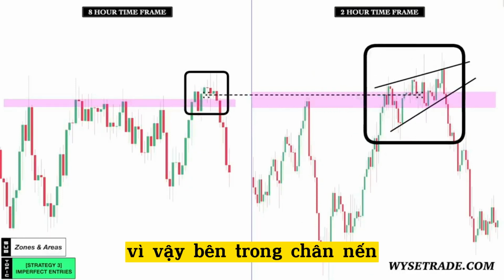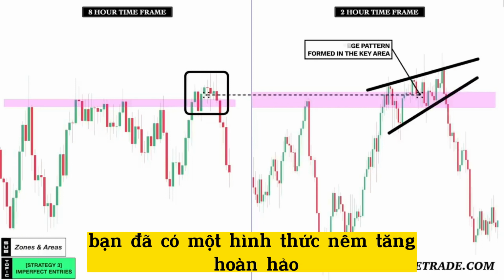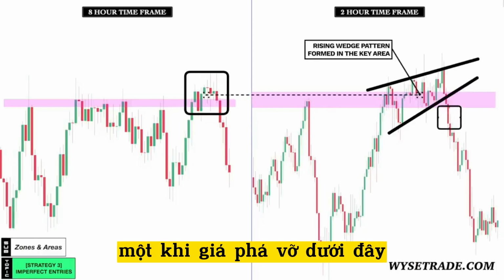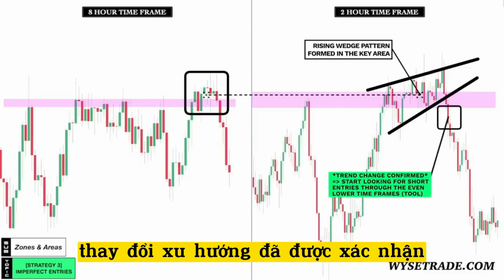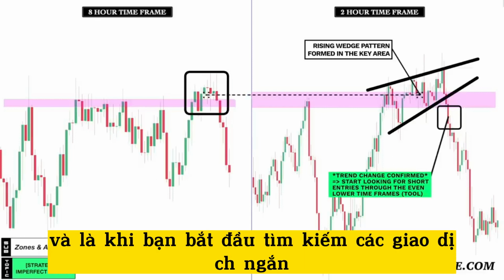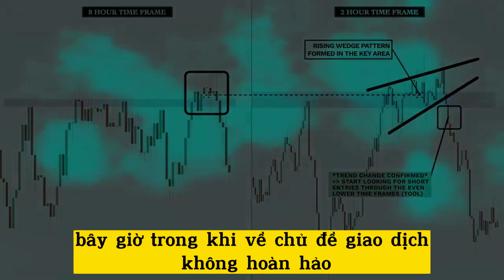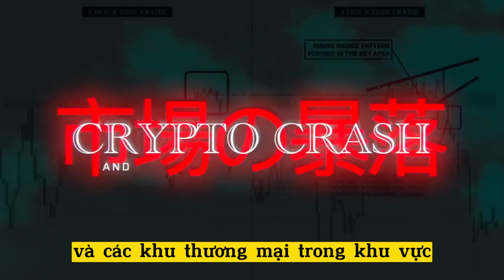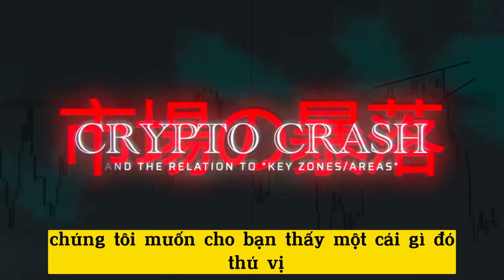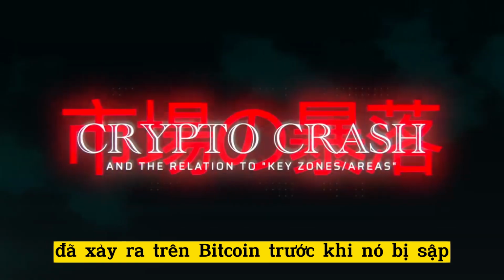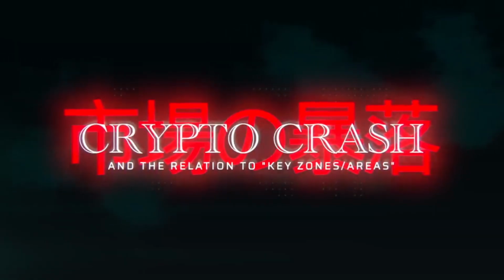Inside of the candlesticks, you had a perfect rising wedge form. Once price breaks below with a bearish momentum candle, trend change is confirmed, and that is when you would start looking for short trades through the even lower intraday time frames. Now, while on the topic of imperfect trading and trading zones and areas, we want to show you something interesting that occurred on Bitcoin before it crashed.